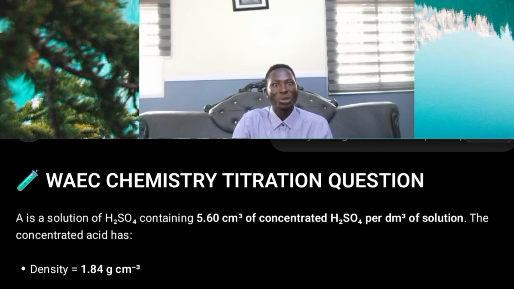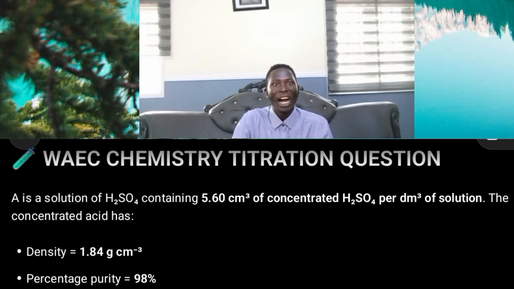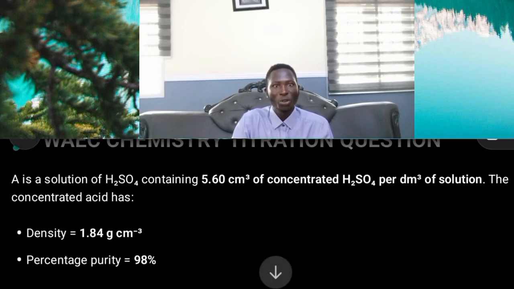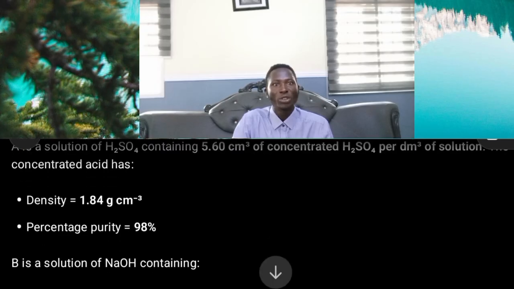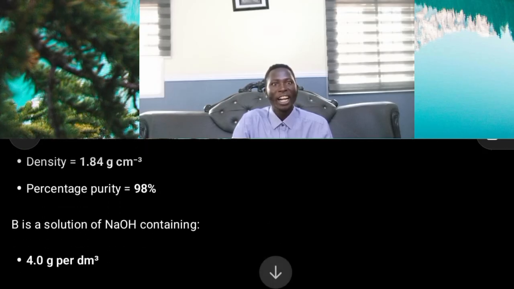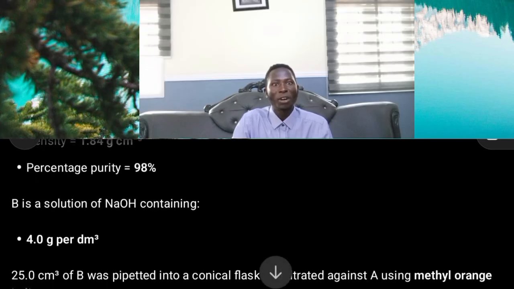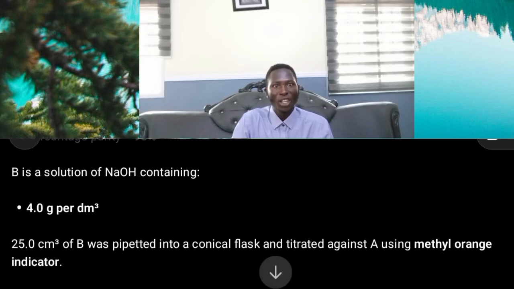Now, we all know that our solution A is sulphuric acid, which contains 5.6 cm³ of concentrated sulphuric acid per dm³ of solution. The concentrated acid has a density of 1.84 g/cm³, and the percentage purity is 98%. Then B is a solution of sodium hydroxide containing 4.0 g per dm³. Now this is your base. 25 cm³ of B was pipetted into a conical flask and titrated against A using methyl orange indicator.